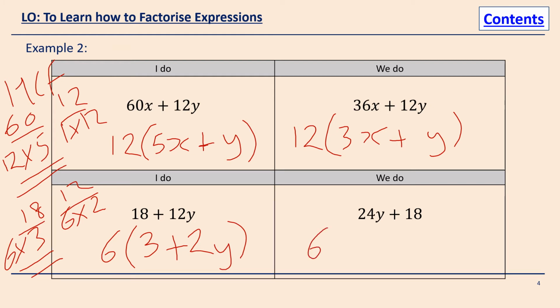Okay, we have 6 on the outside. 6 times 4 is 24, so we'll put the y in there. 6 times 4y is going to give us 24y. And 6 times 3, well done, closing the bracket, 6 times 3 is going to give us 18.